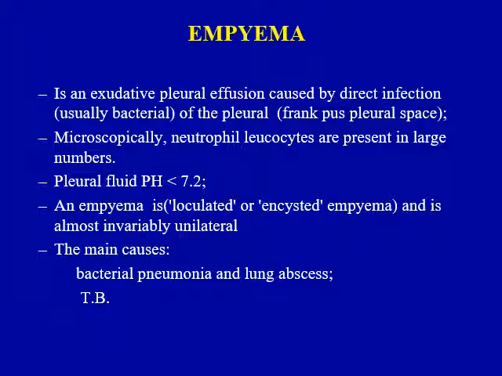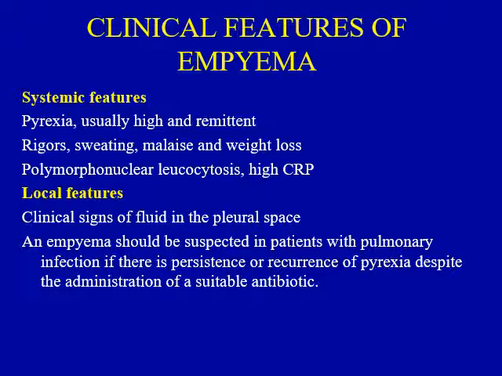Empyema is loculated or encysted. Sometimes it may be difficult to aspirate by needle, so it needs a chest tube for drainage, and it is almost invariably unilateral. The main cause is bacteria, usually pneumonia or lung abscess, or it can occur after tuberculosis. The clinical features are the same as pleural effusion, but here there is pus collection.